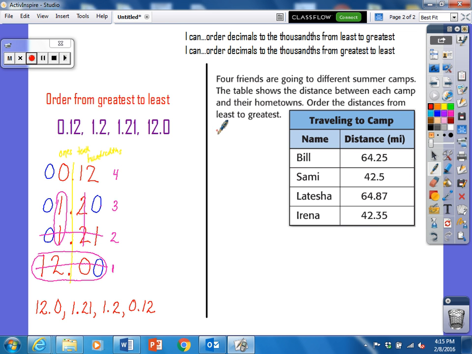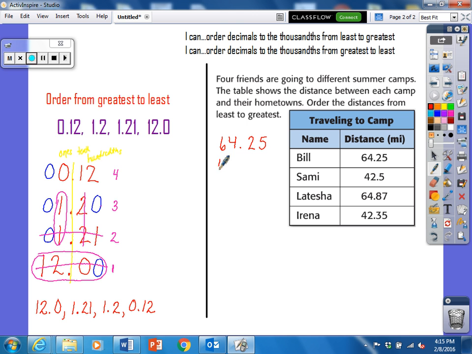Now we can also use the same strategy when doing a word problem using a table. 4 friends are going to different summer camps. The table shows the distance between each camp and their hometowns. Order the distances from least to greatest. So I'm going to again line all mine up by decimal place. Since they're not quite, I'm just going to write it again and make sure I keep my place value in order.